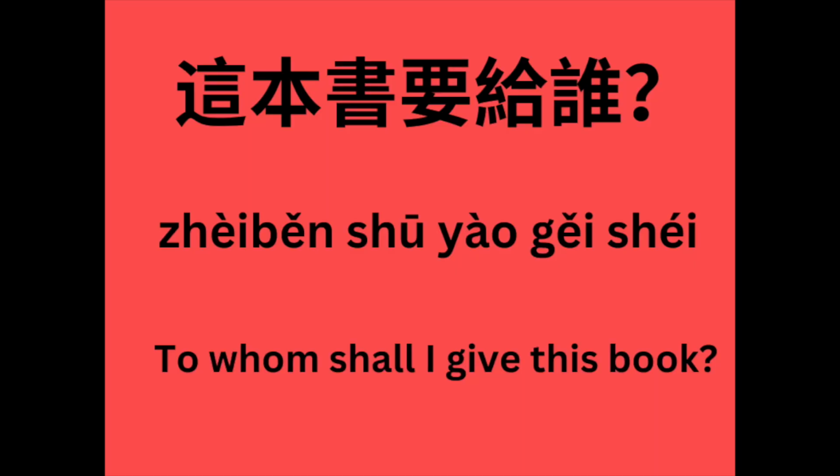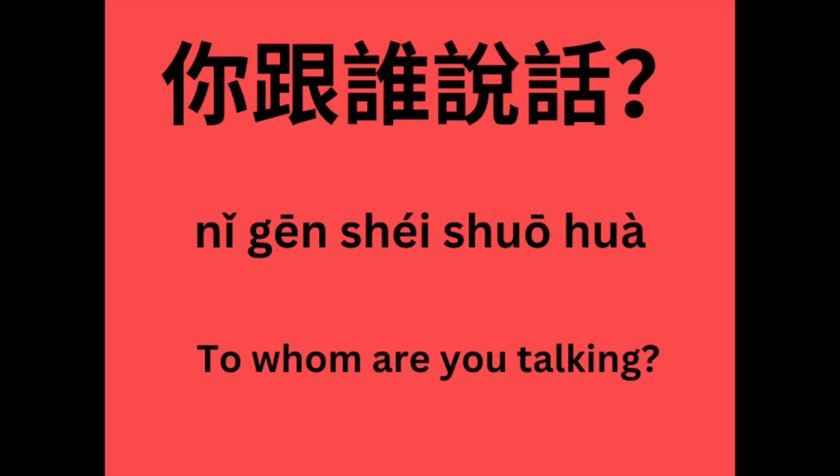And what does 谁 look like as an object? Again, some examples. 这本书要给谁? To whom should I give this book? 你跟谁说话? Who are you talking to? To whom are you talking? Depending on your grammatical preference in English. So here, 谁 comes after the preposition. 给谁, give whom. Or 跟谁, with whom.